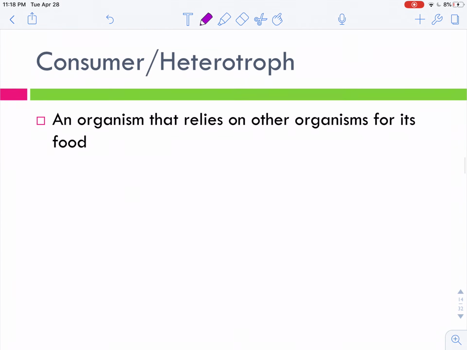Now for a different type of living thing. What if the organism does not make its own food, but rather it needs to eat other things for food? That is what we call a consumer or a heterotroph. Okay? The word autotroph, auto means they make it themselves. Heterotroph, hetero means different. So these kinds of living things have to eat different organisms in order to survive.